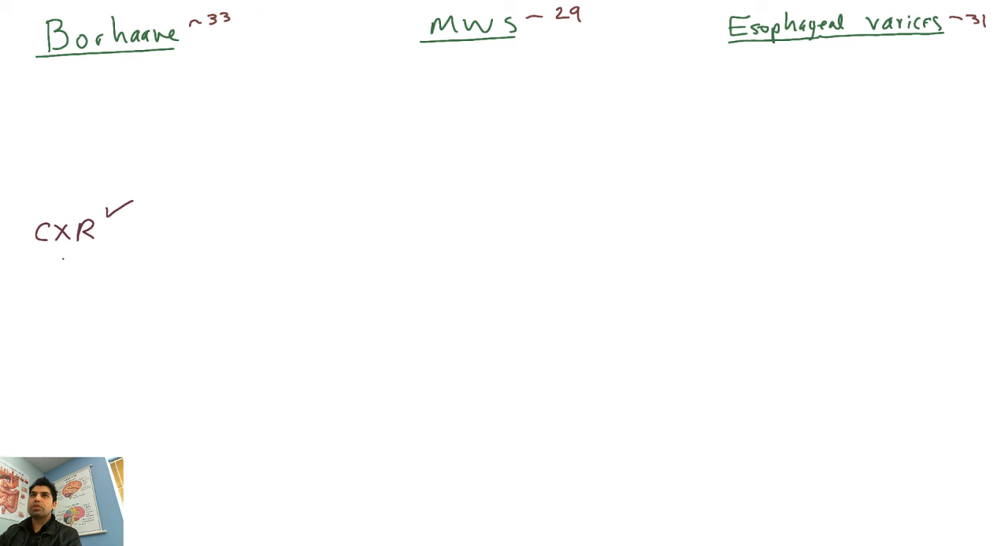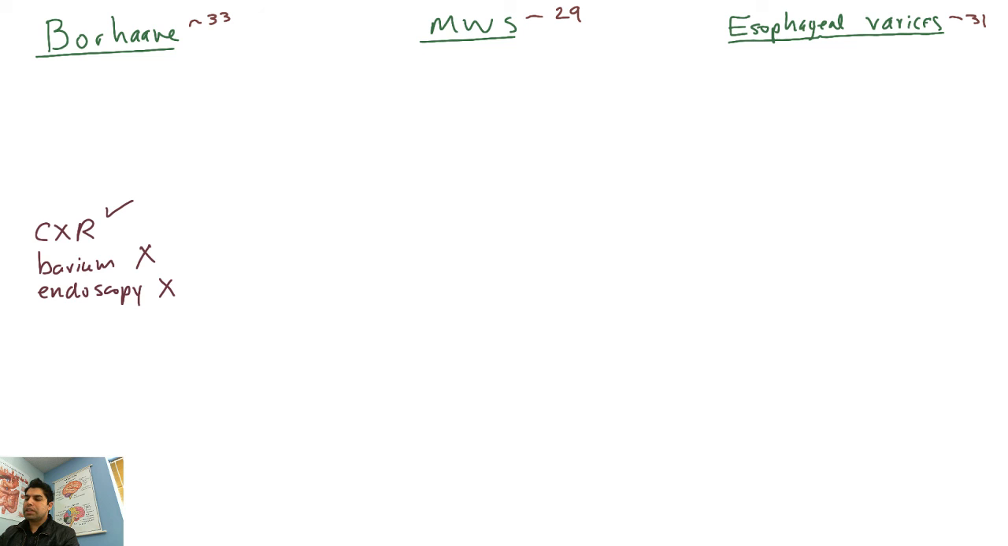What test shouldn't you do? Endoscopy. Don't do barium. Why not? Barium will spill into the thoracic cavity and will make it worse. You're introducing more food, but radioactively labeled food. You don't want to do that. And endoscopy will make it worse.